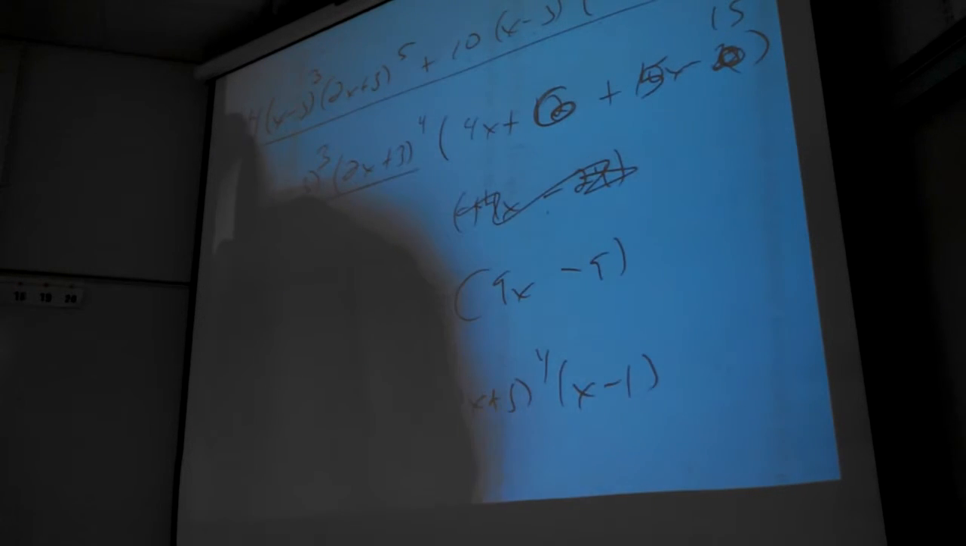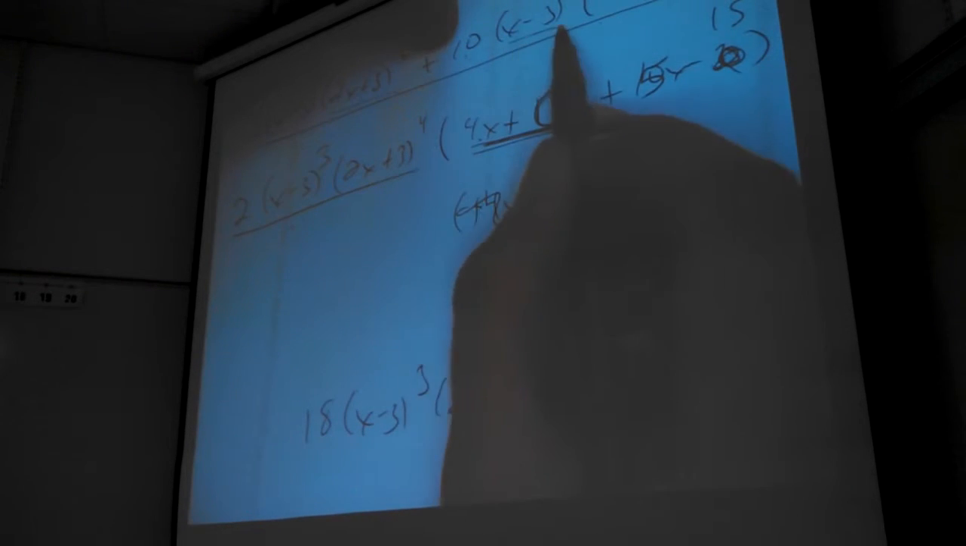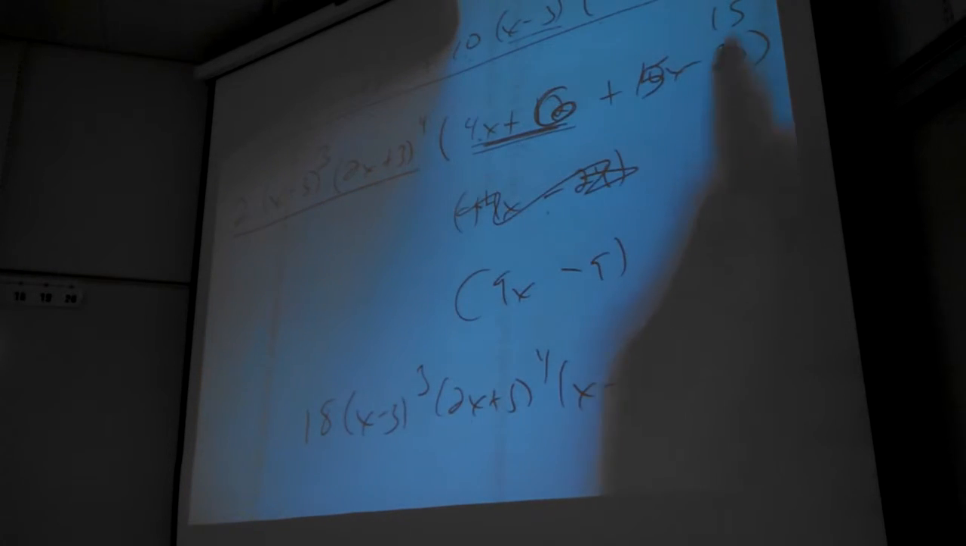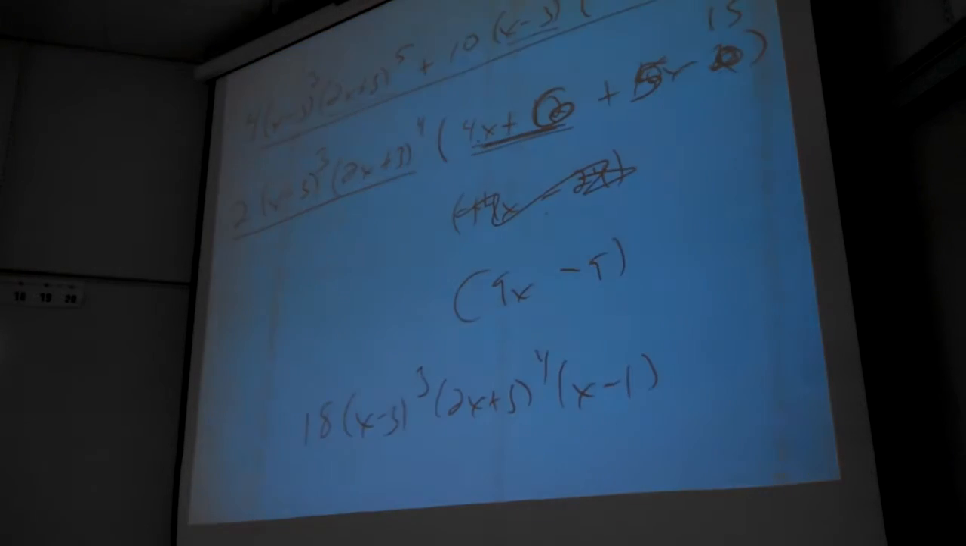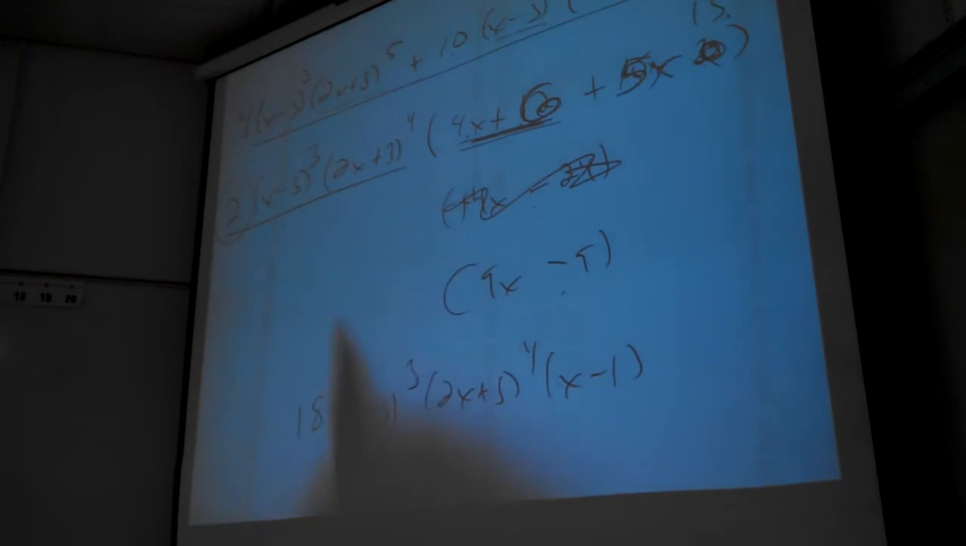times 2 times this. This is me trying to skip and make 2 times 2x plus 3 is 4x plus 6. Here you're left with 5 times one of these, so you get 5x minus 15. So then inside there you'll get 9x minus 9. Take a 9 out, that makes 18. Bam, bam. And then you're left with the x minus 1 there.